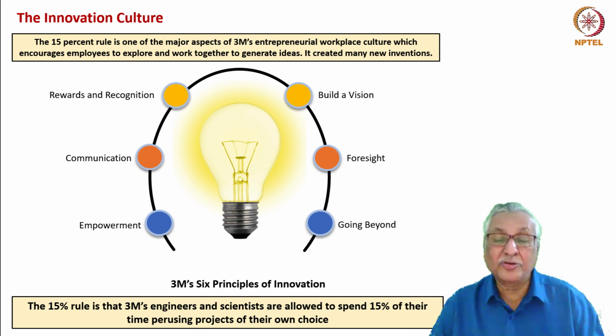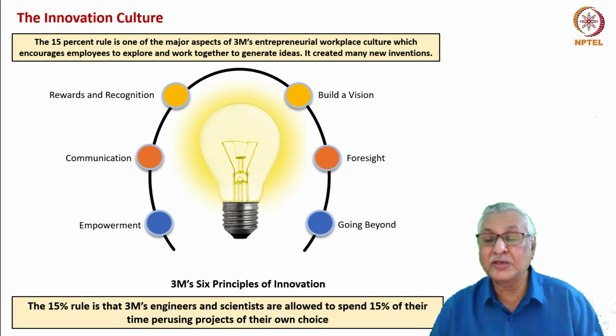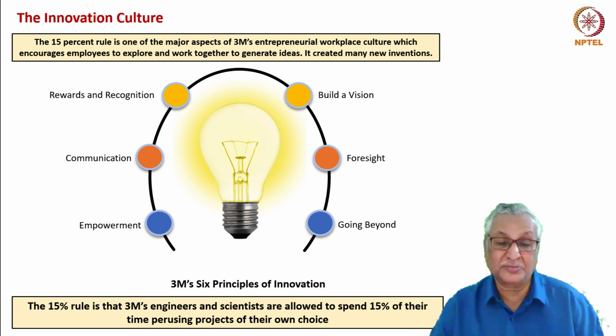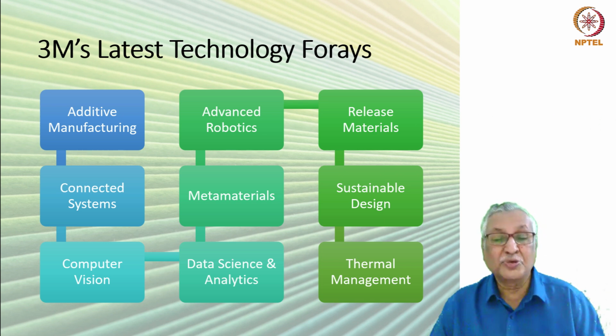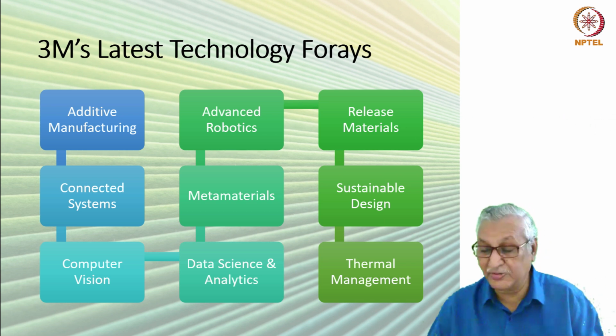In addition to this, 3M follows six principles of innovation: empowerment of people, communication across divisions, rewards and recognition, going beyond the current, having foresight, and building a vision. 3M's latest technology forays are additive manufacturing, connected systems, computer vision, data science and analytics, metamaterials, advanced robotics, release materials, sustainable design, and thermal management. The way it is moving ahead, it may even be redefining the periodic table of elements with new discoveries.